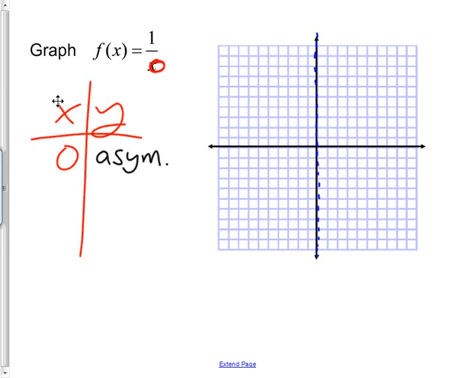So here are the parent points. If I stick in a 1, then I get 1 over 1, which is 1. So (1, 1) is one of my points. And if I stick in -1, then I have a -1 here, and my answer is -1. And that's another nice point. But all the rest of them are not nice points. If I stick in 2, all of a sudden I have 1/2. 2 goes with 1/2. So I go over 2 and up 1/2. Over 3 and up 1/3. See where I'm going with this? Over 4 and up 1/4. And it's going to get closer and closer and never touch that.